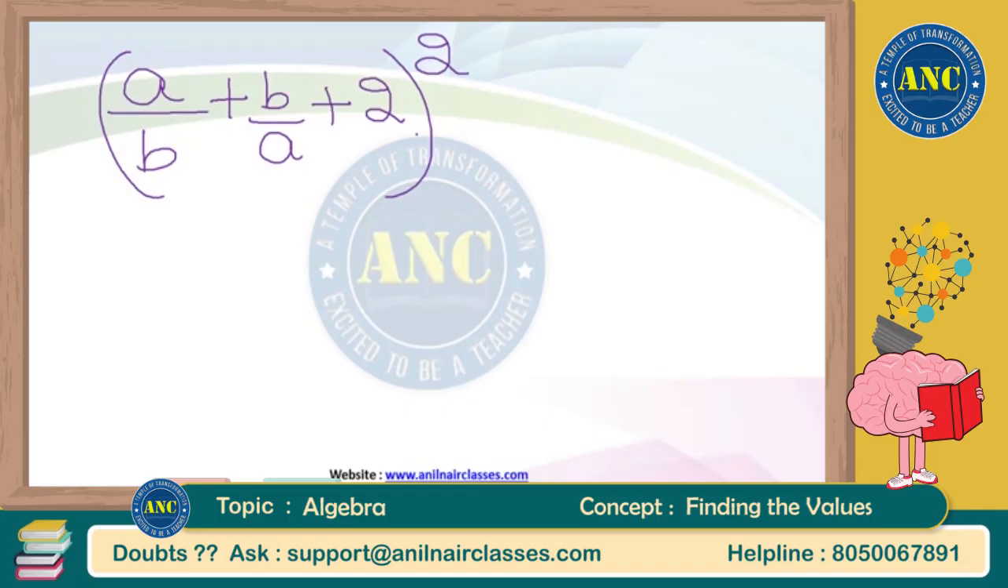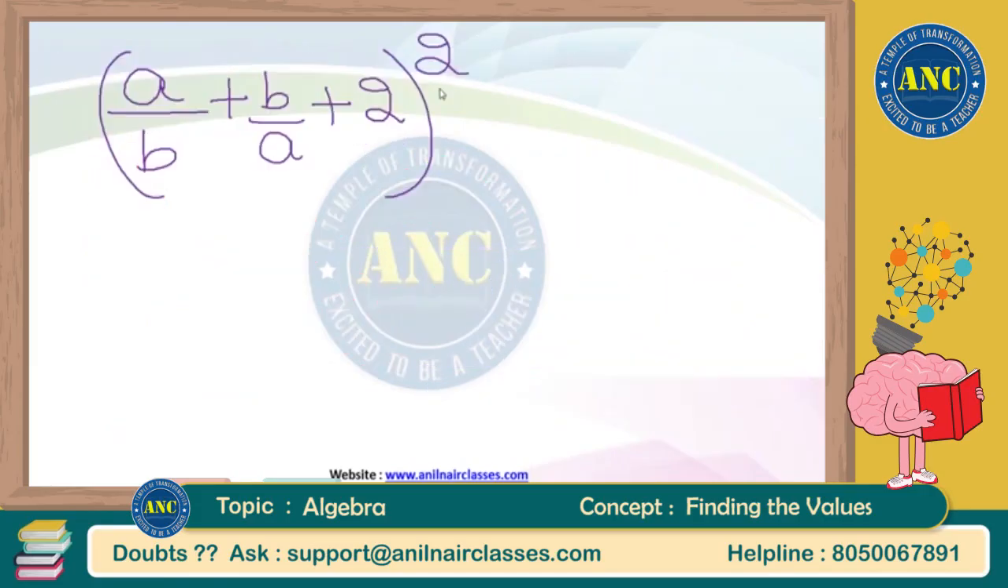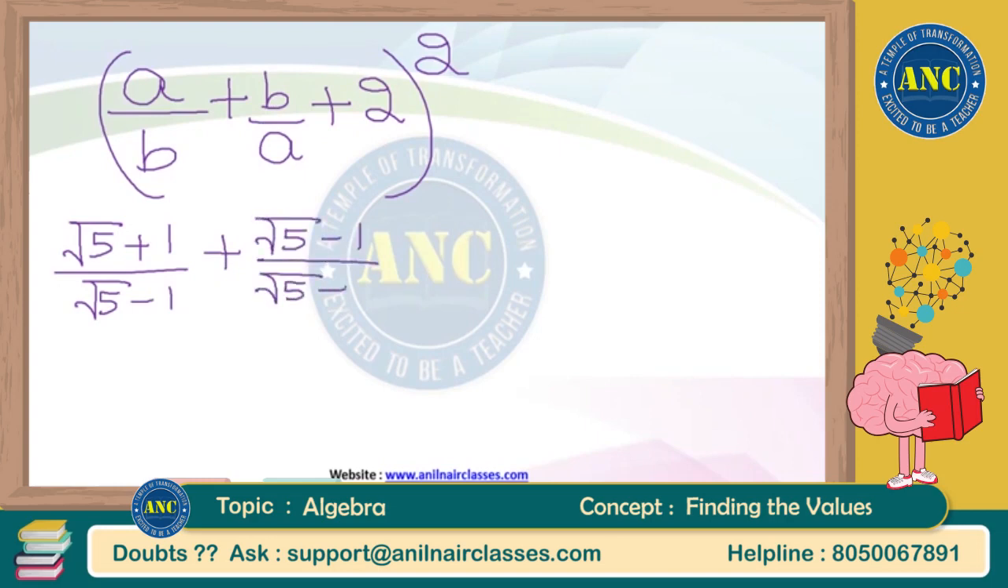Now we also know how to solve this further, because a value is root 5 plus 1, b value is root 5 minus 1. That means root 5 plus 1 divided by root 5 minus 1 plus root 5 minus 1 divided by root 5 plus 1 plus 2. That is what we are actually trying to find. But the thing is, this should completely be squared. Now, we already know it, sir. There is no greatness or difficulty in solving this.